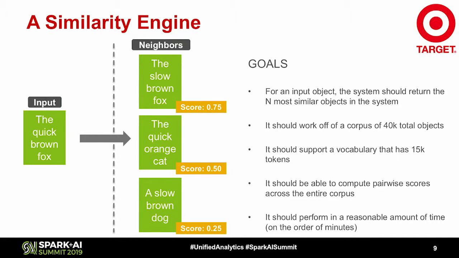Another requirement of this system is that we wanted it to support a vocabulary on the order of upwards of 15,000 tokens. What I mean by tokens is we take all of the input features, that raw text, we tokenize them, and we get the unique, distinct tokens in that set. So that's what our vocabulary is.